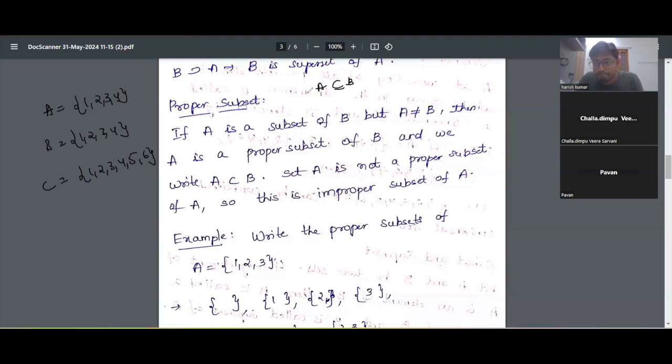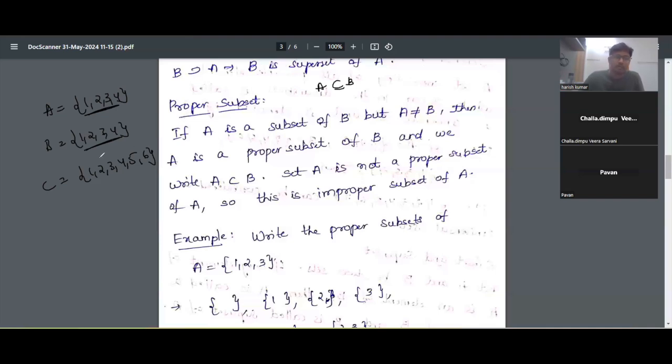Yes, we can call it a subset, because what does the definition say? If every element of A is contained in B, then we call A a subset of B. Here we can clearly see that every element of A is contained in B, and therefore I can call it a subset. But if you carefully observe, both of them are equal as well, right?